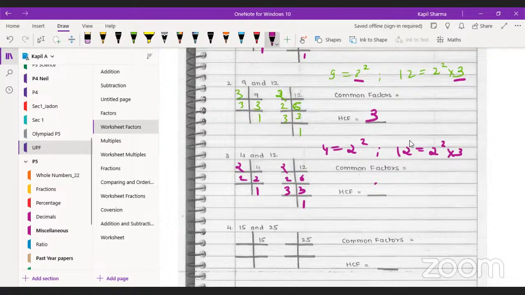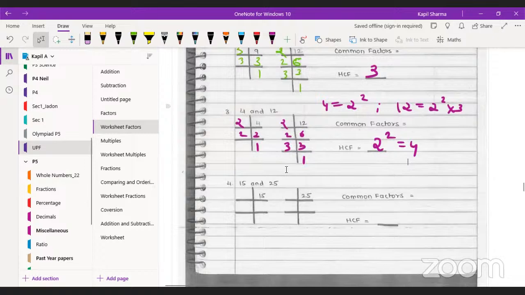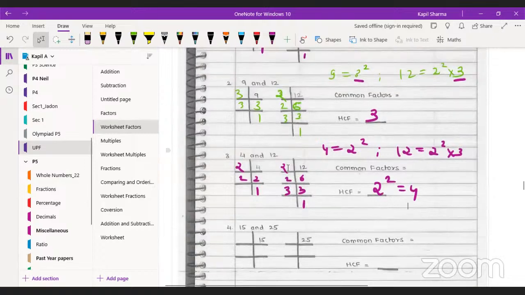Yes, Swastik. So it's 4, 2 square, which is 4. Devika, it's 4, not 3. See, 2 is a common factor, and we need to consider the smallest power of 2. Since both of them have 2 square as the factor, we'll consider the power of 2 as 2. Okay, that's why it's 4. Fine, Devika?